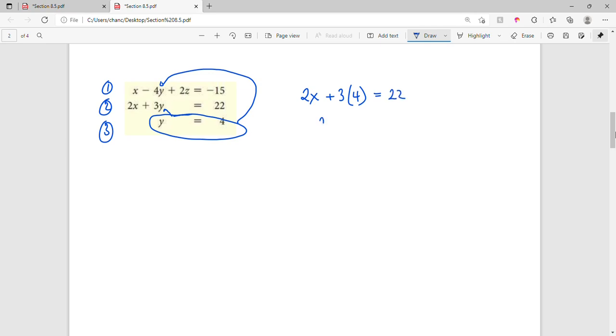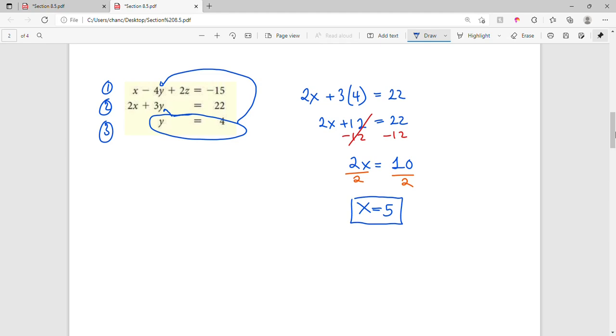We can simplify this as 2x plus 12 equals 22. Let's subtract 12 from both sides. And so 2x is now equal to 10. I could divide both sides by 2, and that gives me x equals 5. This is our first coordinate, the x coordinate.